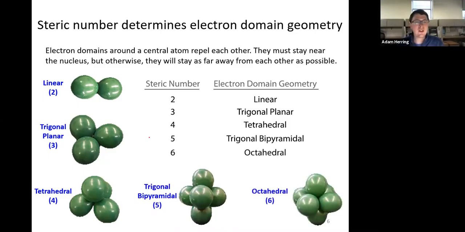So we're going to take a look here at what these names mean. But for the most part, they make intuitive sense once you know what a given shape is. For example, a triangle has 3 corners, and if we take a triangle in a plane, then we get the trigonal planar shape.